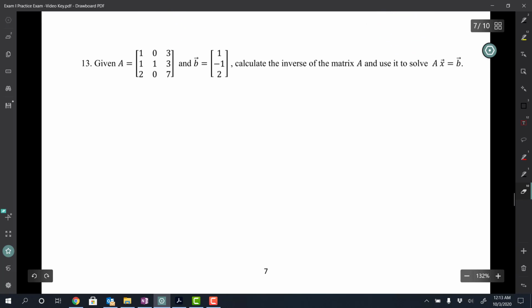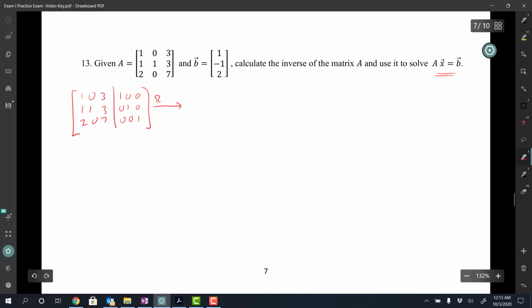Question 13 says calculate the inverse of this matrix and use it to solve the equation AX equals B. Step 1 is to calculate the inverse. Because it's a 3 by 3 matrix, we can't get away with that little formula that we used in the first question. Instead, we need to augment with the 3 by 3 identity matrix. It's going to look like that. And we need to do our row reduction.